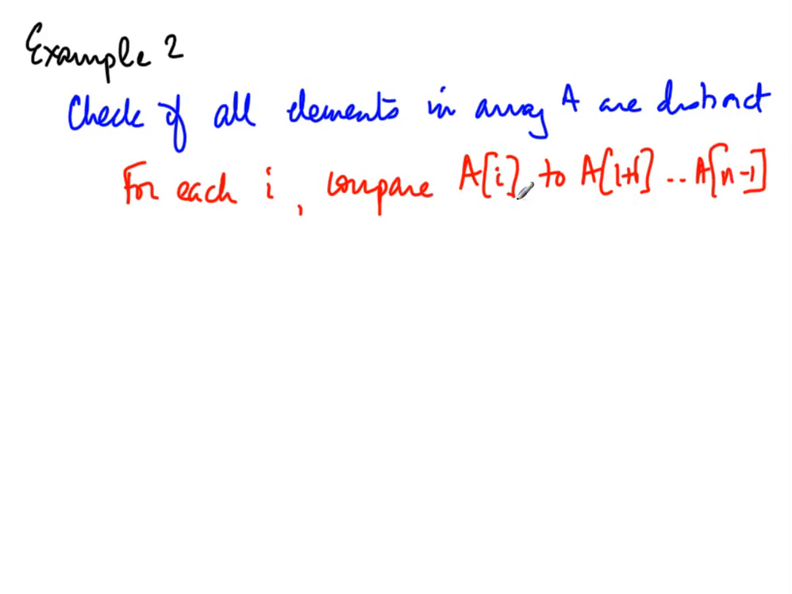So if you find that A[i] is equal to something to its right, then you know that the elements are not all distinct. On the other hand, if you don't find A[i] equal to something, you go to A[i+1] and do the same check. So if you go through this whole thing and you don't find any element which has any matching value to its right, then you know that all the elements are distinct. So once again, let's write down this as a formal algorithm.